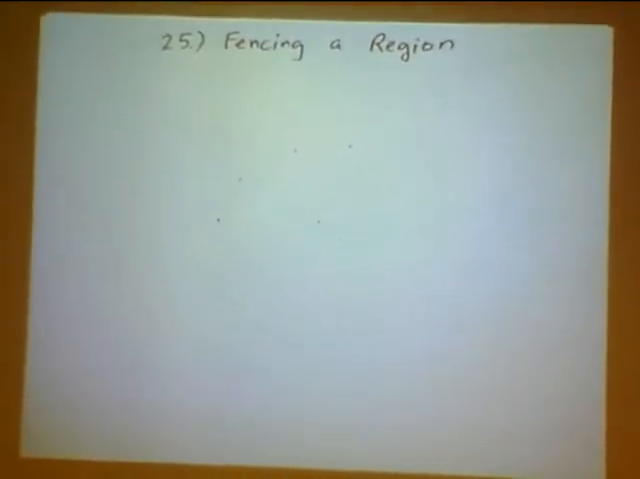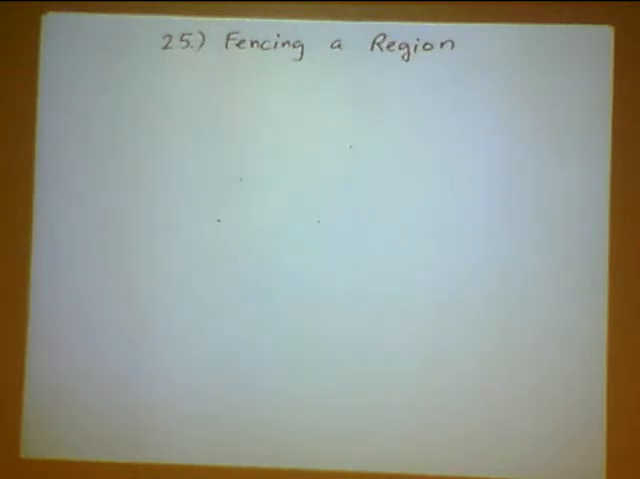This problem is called fencing a region, and it is problem number 25. So let's go ahead and read the problem in the book and see how to solve it. A farmer plans to use 180 feet of fencing to enclose a rectangular region using part of a straight river bank instead of fencing as one side of the rectangle. And they have a picture in the book.